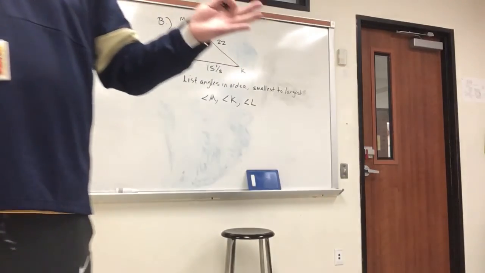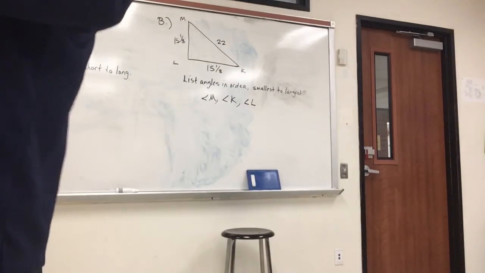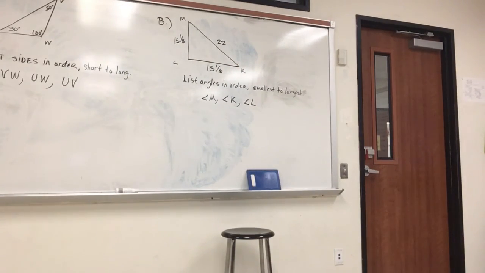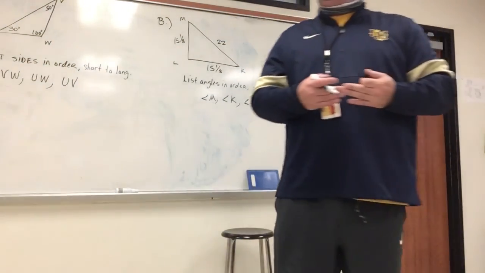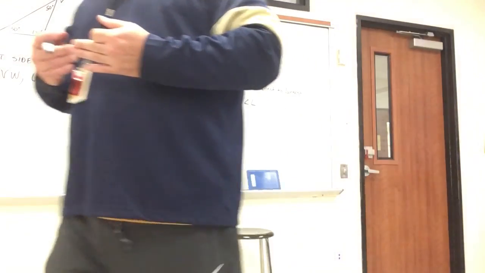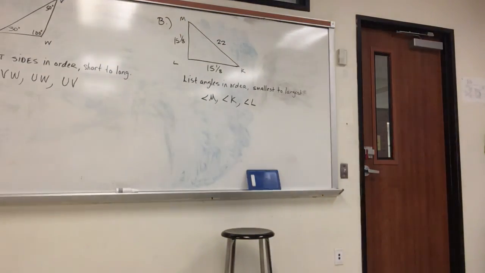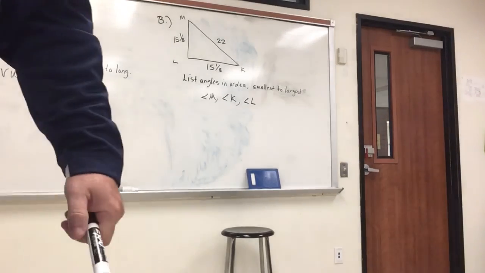Next thing is this. If you're missing an angle, you've got to find that angle. How do you find that angle? You add up the two you're given and you subtract it from what? 180. And that gives you your missing angle. Does everybody understand? Does anybody have any questions?